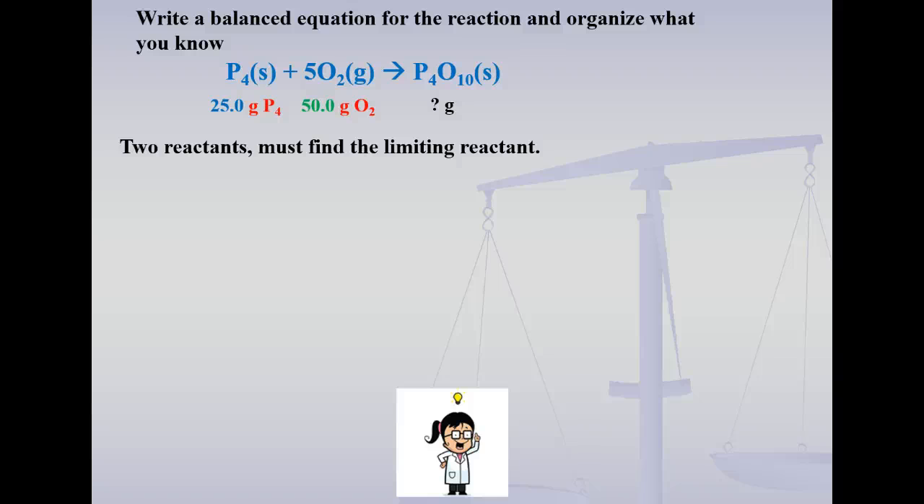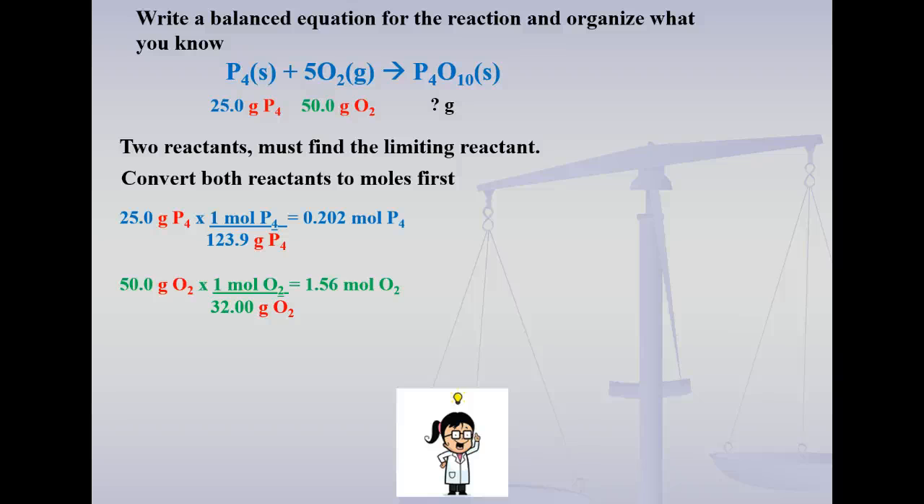All right, so you have two reactants. You have to find the limiting reactant next. Okay, which one are you going to use to find the number of grams of P4O10? So pause the video, and I want you to find the limiting reactant. Okay, now that you found the limiting reactant, let me go through the solution so you can make sure that you did this right.